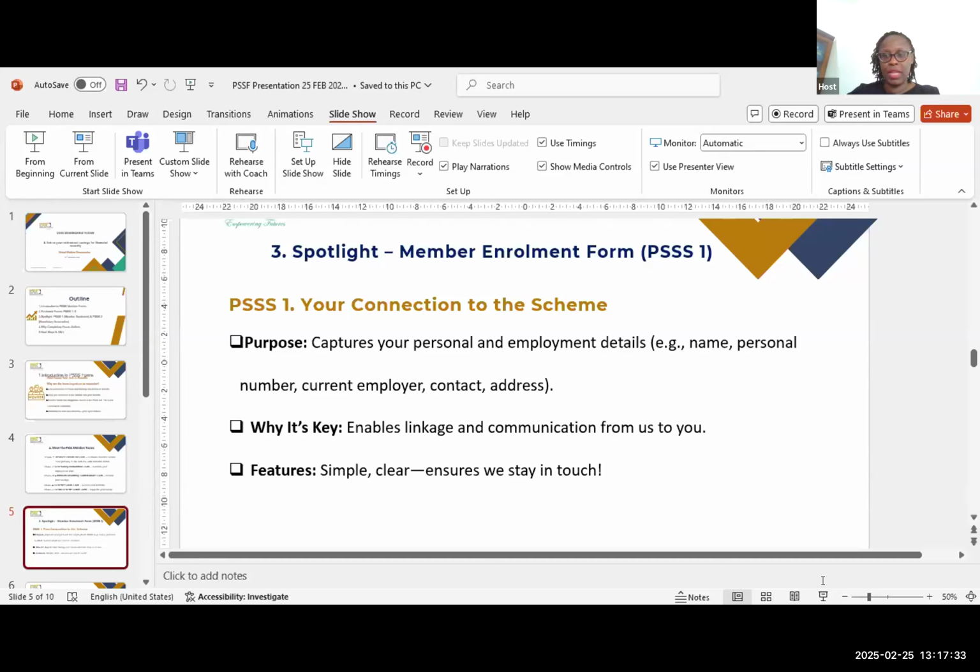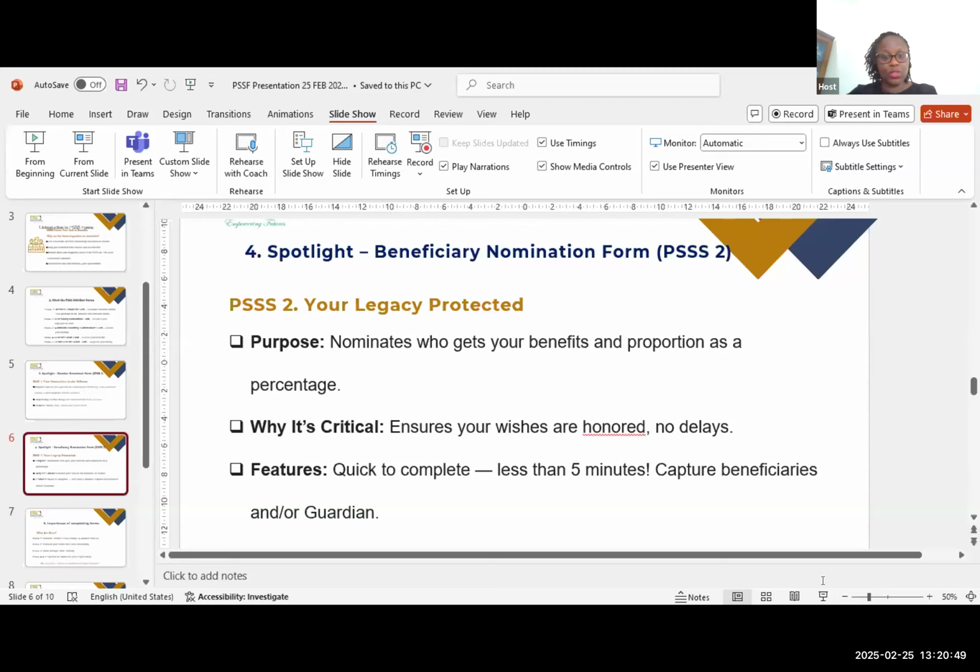Now, this form is not a form that is completed once. You can keep on updating your beneficiaries. Today, you could be a young gentleman or a young lady and you do not have a family, a spouse, but maybe 3 months down the line, you get married. Then you're allowed to update this form. So this is not a static form. This is a form that keeps on changing depending on what you want as a member and what you want us to do in case you're not there.